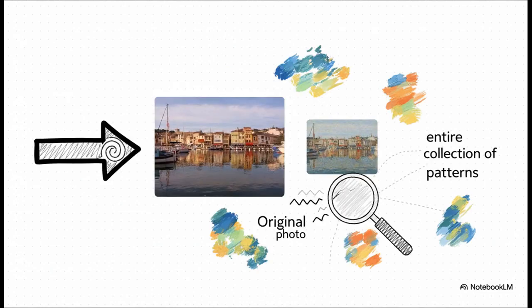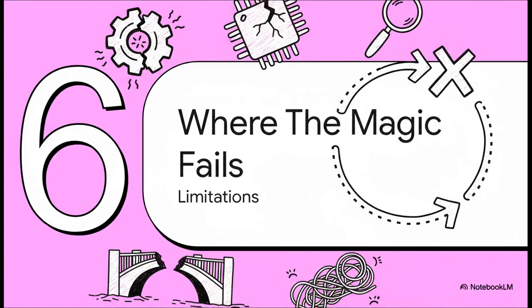And maybe the most impressive thing of all, it can translate a regular photograph into the style of an entire collection of art. It wasn't just trained on one Monet painting. It learned the general patterns of Monet's brushstrokes, his color choices, his use of light, from a whole folder of his work. And it can apply that style to a brand new photo. It's incredible. But, like with any technology, it's not perfect.